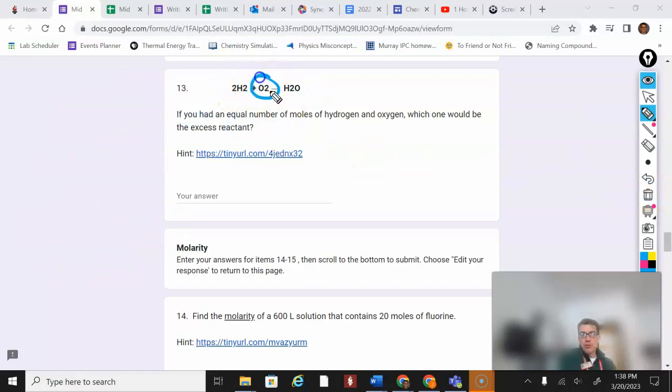In the example up here, I'm going to have oxygen left over because I'm going to have run out of the hydrogen. So again, we can use the numbers in our balanced equation to determine what we would run out of first if we're given different amounts of these things.